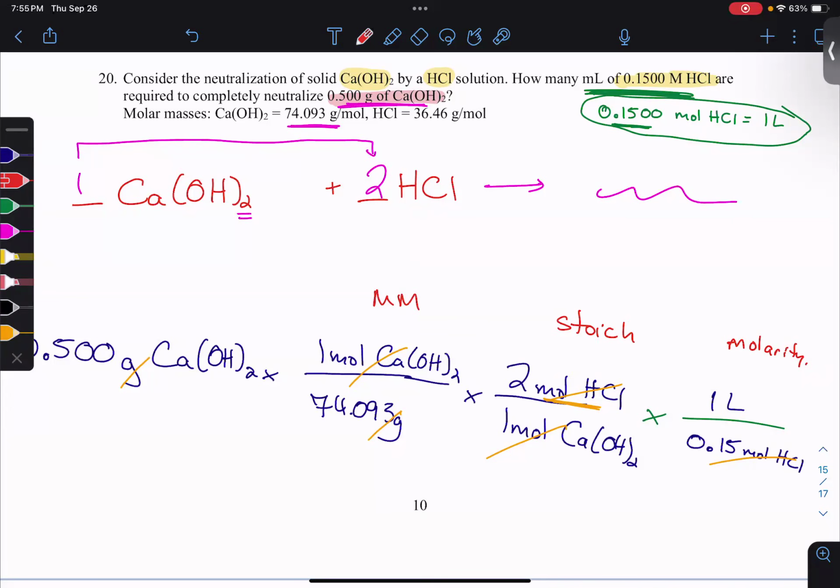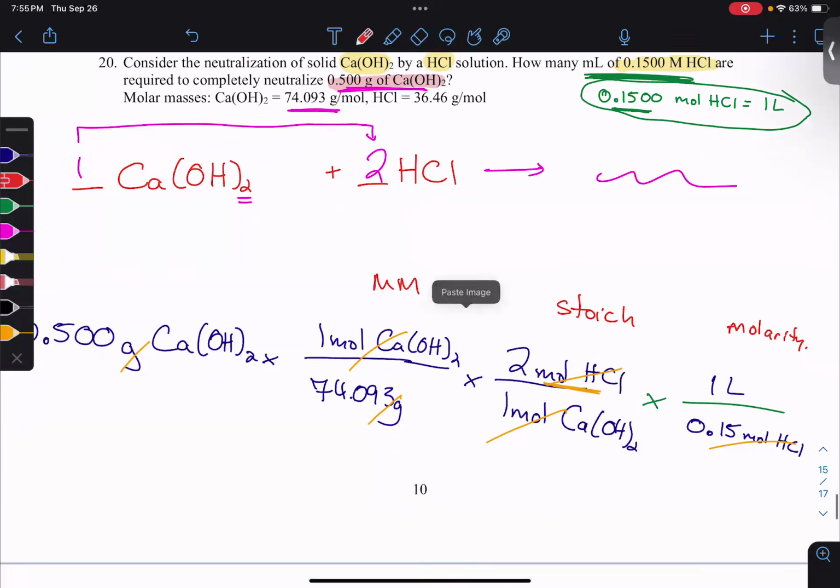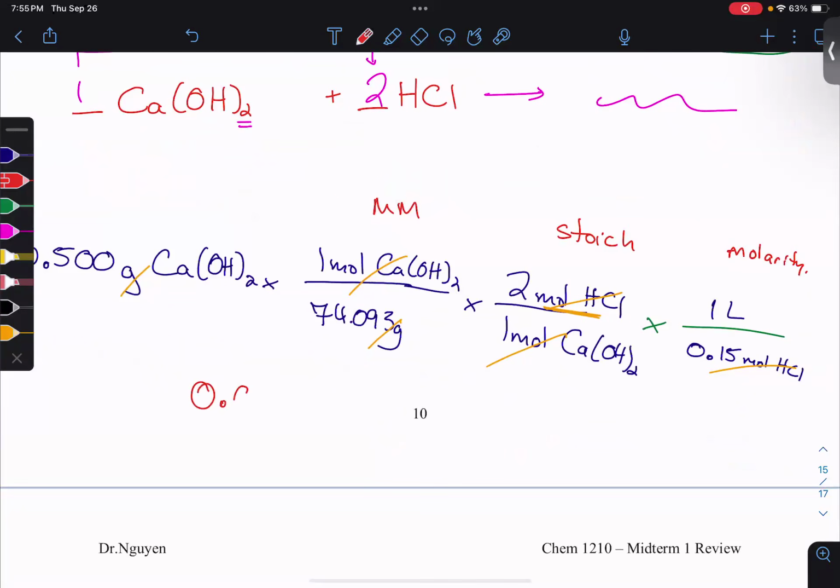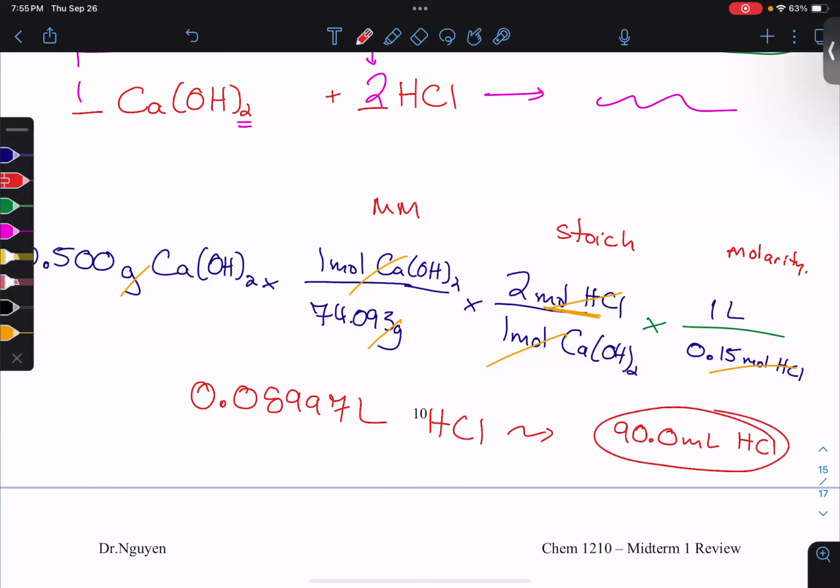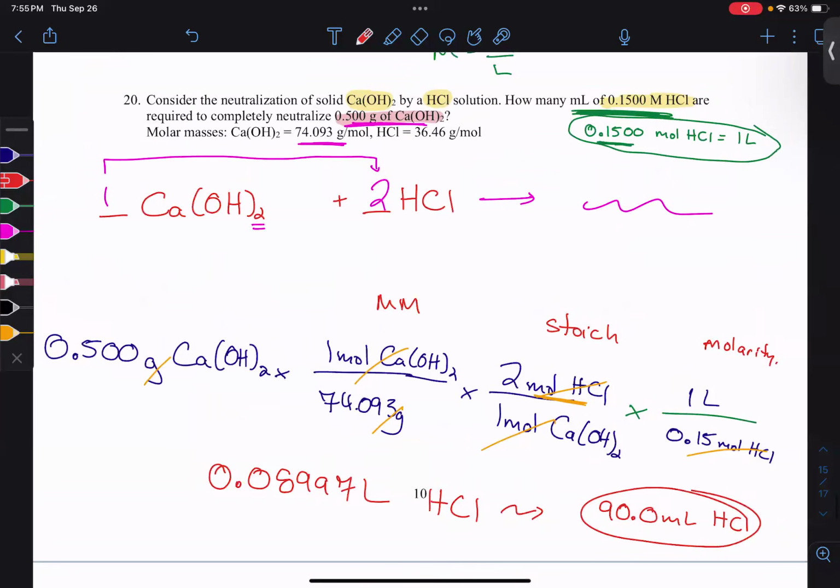So let's finish this out. When you do the math, I think you get 0.08997 liters of this HCl solution is required. Probably better if we report that in milliliters. So this is 90 milliliters of that HCl solution is required.